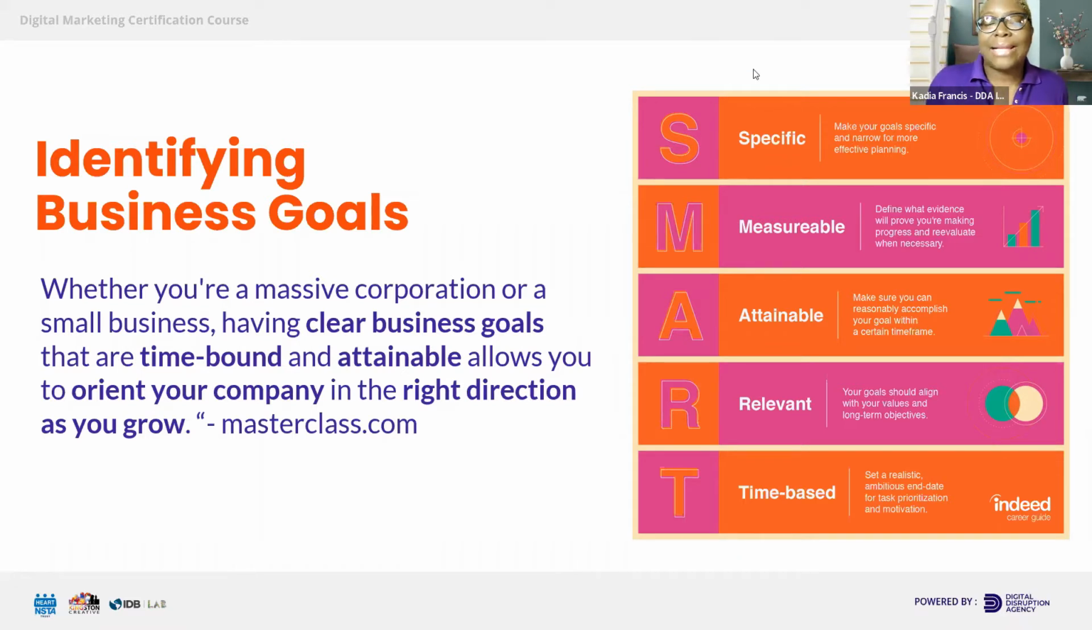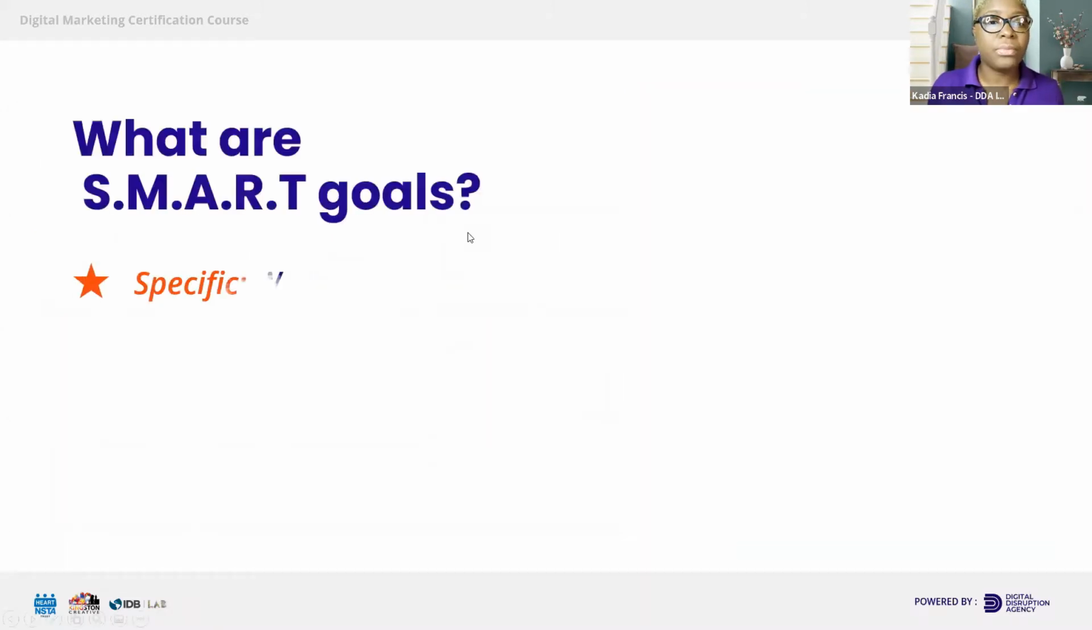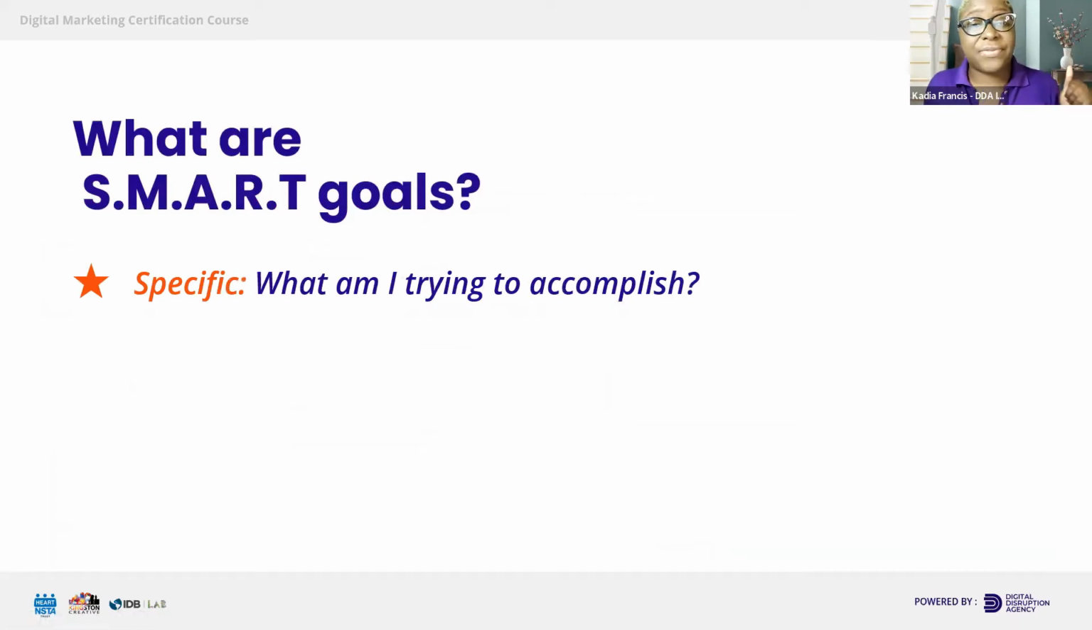So in my courses, this is the method I think is the most effective in terms of aligning your business goals with your digital marketing strategy: the SMART goals. So let's talk about what SMART stands for. The S is for specific. What are you trying to accomplish? What specifically are you trying to accomplish? Okay, I want to lose 50 pounds. Very specific.